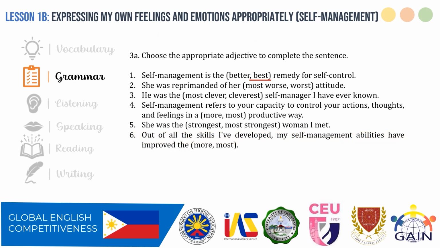Now let's test your understanding. Choose the appropriate adjective to complete the following sentences. For example, in number 1, self-management is the better or best remedy for self-control. The correct answer here is best because there are a lot of remedies, but self-management here is the best one. Now pause the video and answer items number 2 to 6. Here are the correct answers.